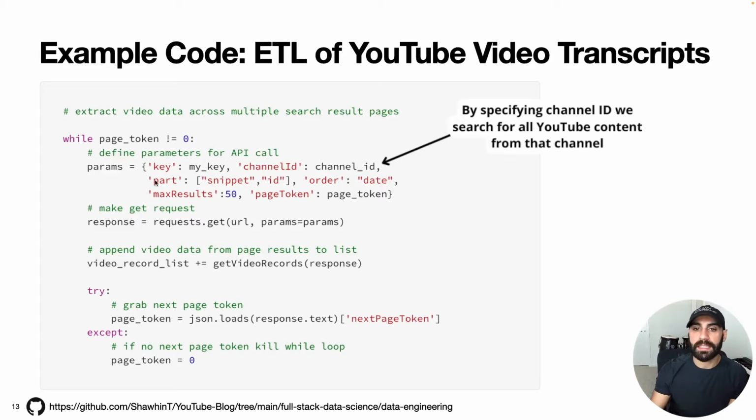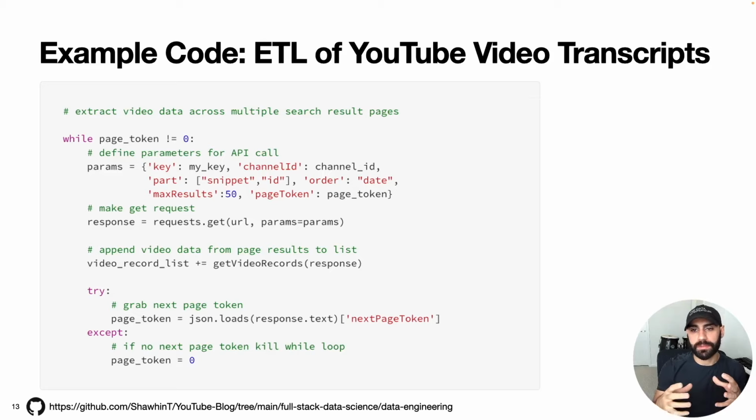the channel ID, what sort of search results we want to receive. So snippet includes just a bunch of data about a particular video, and ID, I believe, is just the video ID. Order is how we want the results to be ordered. So I ordered it by date. The most recent videos will be first. Next, we have max results, which sets the maximum number of search results to receive back. And then finally, we have a page token.